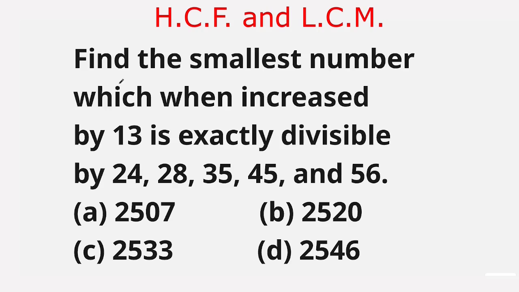Our question is, find the smallest number which when increased by 13 is exactly divisible by 24, 28, 35, 45 and 56. The given options are option A, 2507, option B, 2520, option C, 2533, option D, 2546.